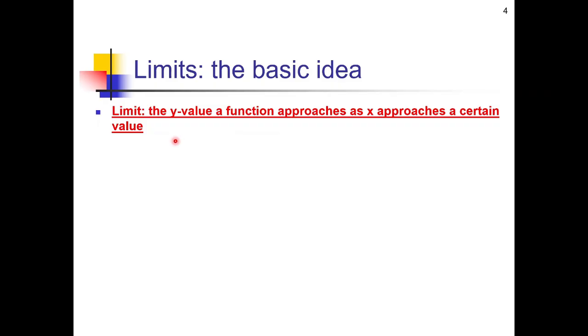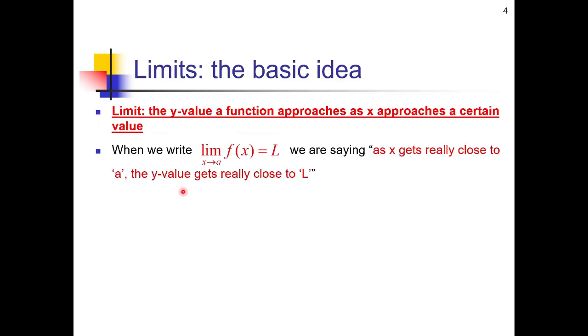So just to spell it out, when we write lim, or limit, as x approaches a of f of x equals L, here's what we're really saying with this fancy notation here. We're just saying as x gets really close to a, that's this x arrow a business, the y value, or f of x, gets really close to this y value of L.